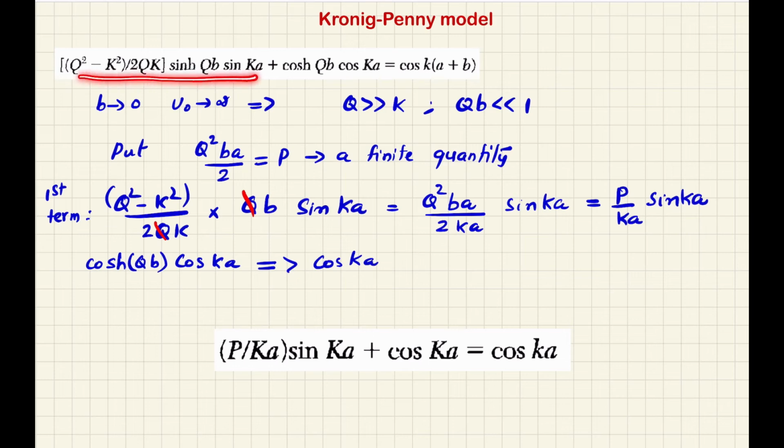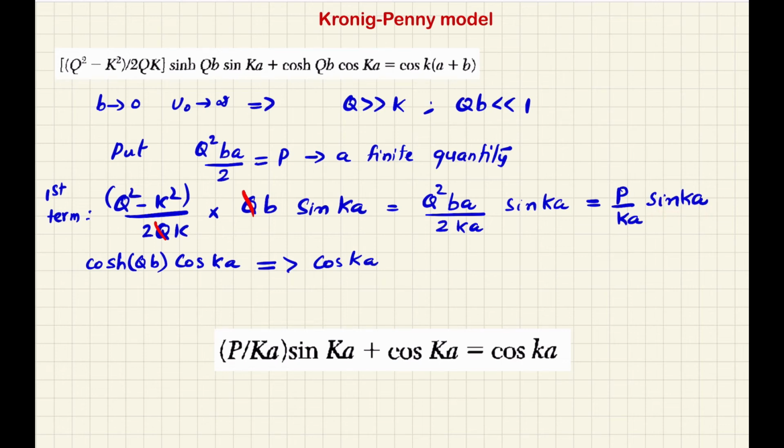Let us take the first term. sinh qb will be approximately qb, and in the first term you neglect this term because q squared is very much greater than K squared. You can cancel one q here, and introduce a in the numerator and denominator. Then q squared ba by 2, which you put as P, and in the denominator you have capital K a, and in the numerator you have sin K a.